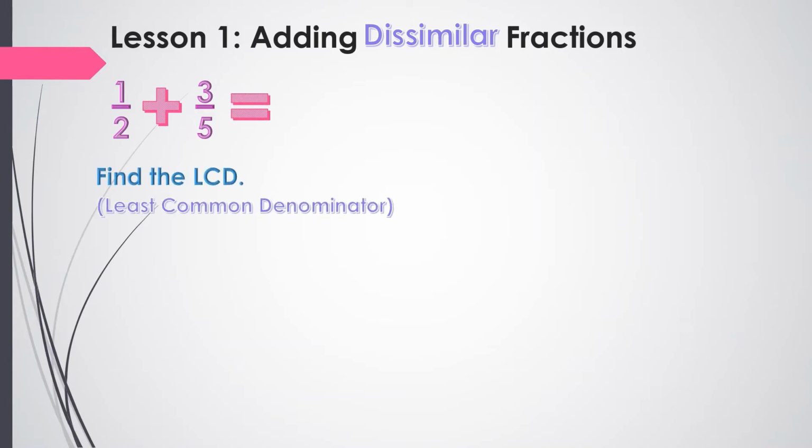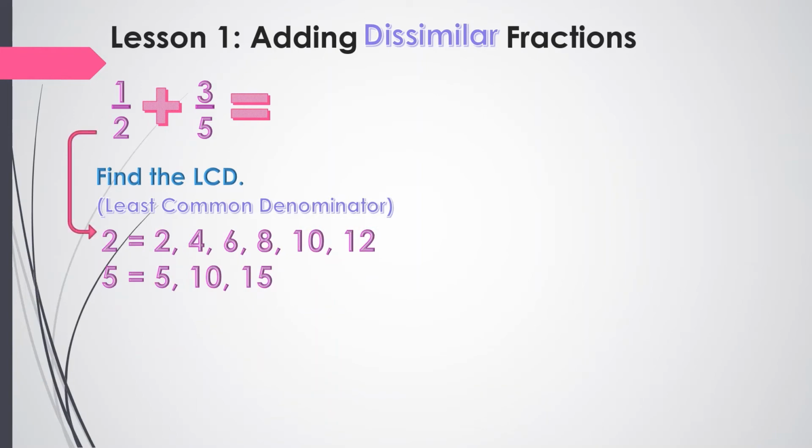Now, let's try to add dissimilar fractions. For example, we have 1/2 plus 3/5. Paano kaya ito? Now, first thing is you're going to find the LCD or the least common denominator. Pagkatapos nito, lalagay ninyo ang 2 at saka 5. Ito yung denominators na paghahanapan natin ng solusyon. So, parang skip counting lang. So, you start with 2, 4, 6, 8, 10, 12, tapos sa 5, 5, 10, 15.